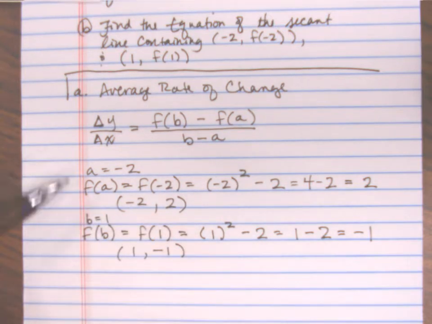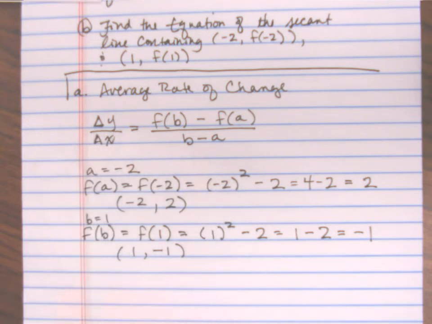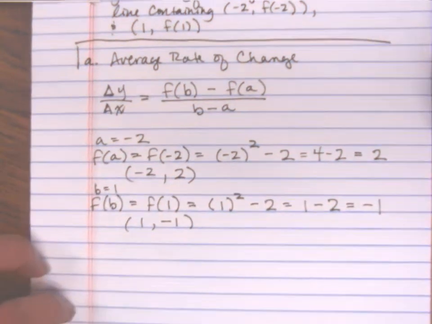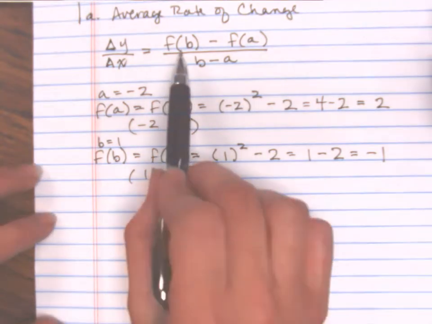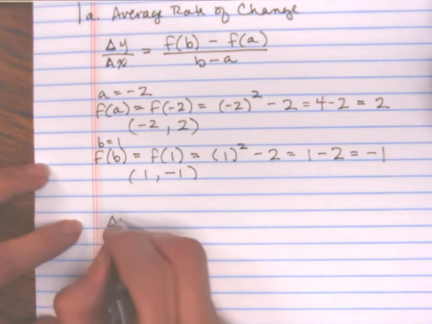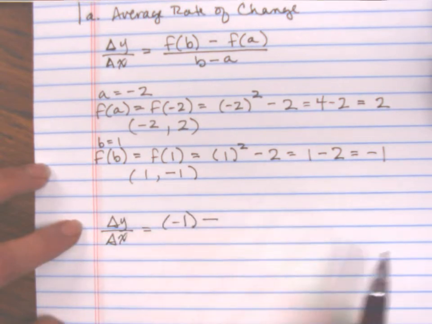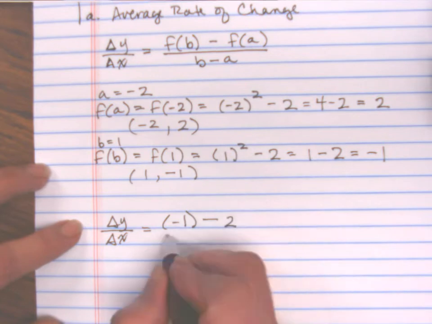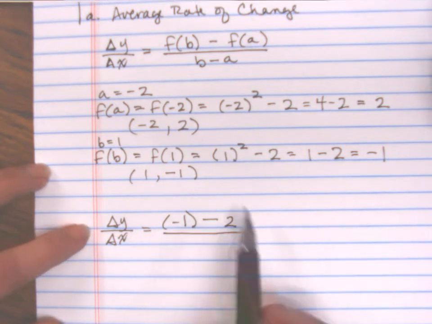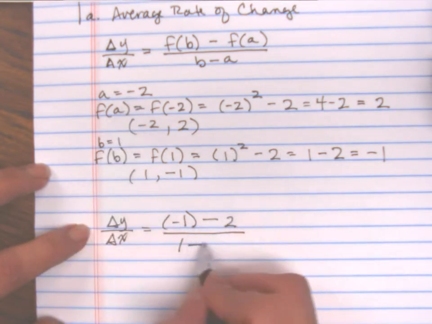Now that I know a and b, and I have f of a and f of b, I can plug in everything into this equation, and I'll have my delta y over delta x, or my average rate of change. Okay. So the function of b we found to be -1, so delta y over delta x equals -1 minus the function of a. The function of a here is +2, and divided by that, we have b minus a. B here is 1, minus a is minus -2.